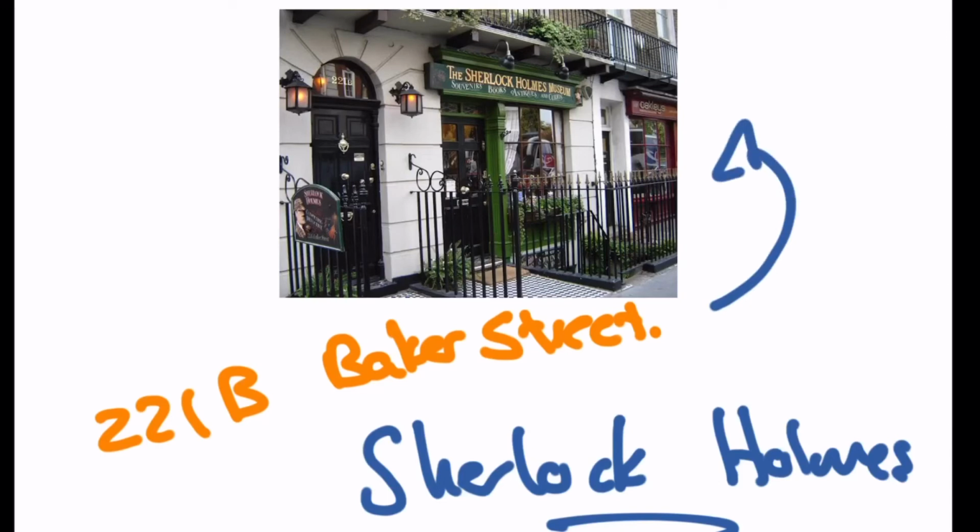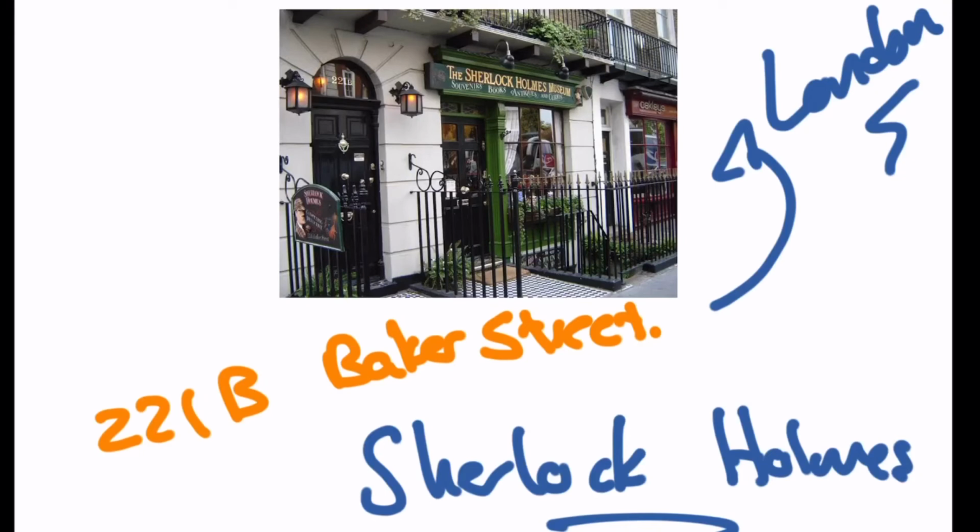This address is very famous. It's so famous that in London there is a place at that address, 221B Baker Street, and now it's a place for you to go and buy some souvenirs and get inside Sherlock Holmes' house and so on. So this is our second example.